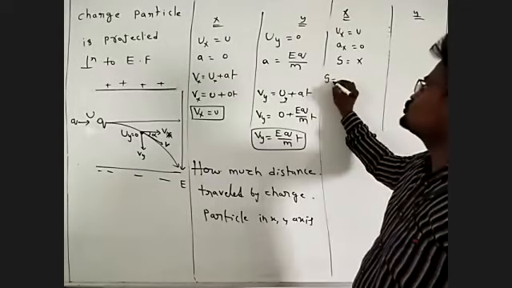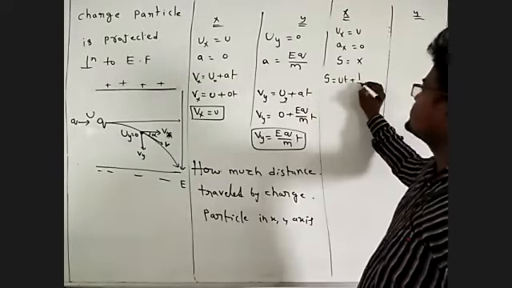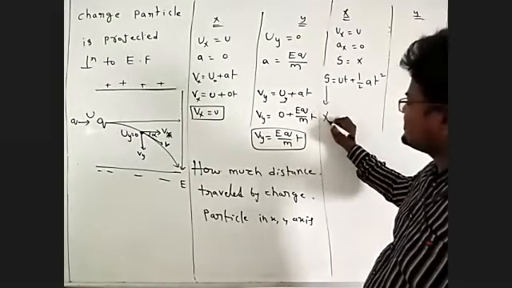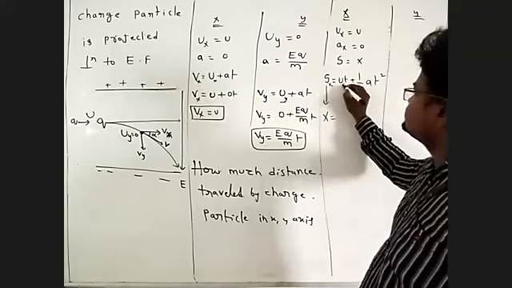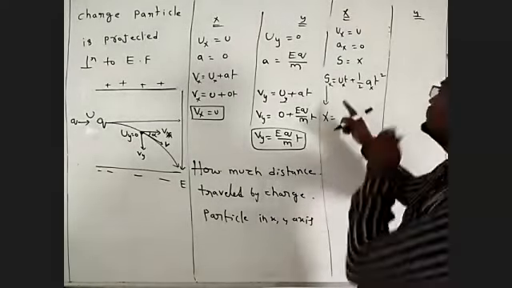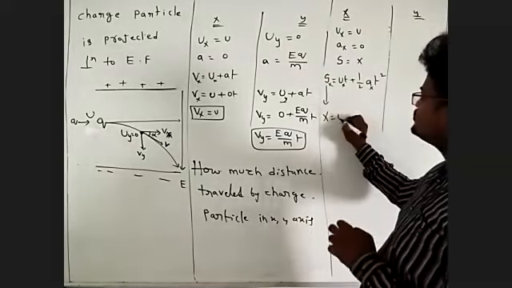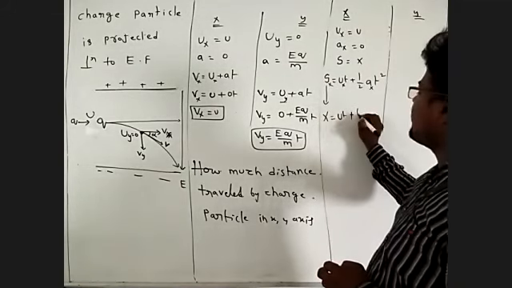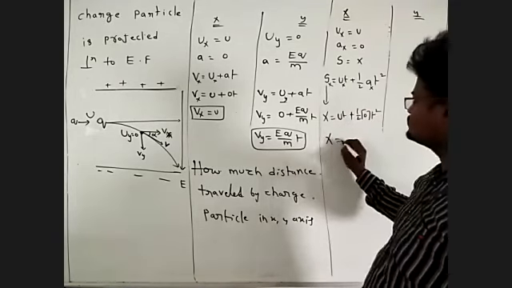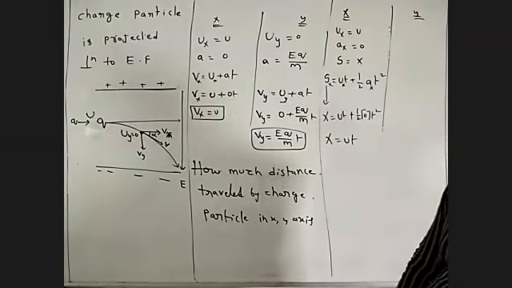Next, s is equal to ut plus half a t square. I'm going to write it. S means x-axis, so x, ux, ax. Now ux means u, t means t, plus half of a, which is 0, times t square. So 0 t square. Next, x is equal to ut. That is your value.